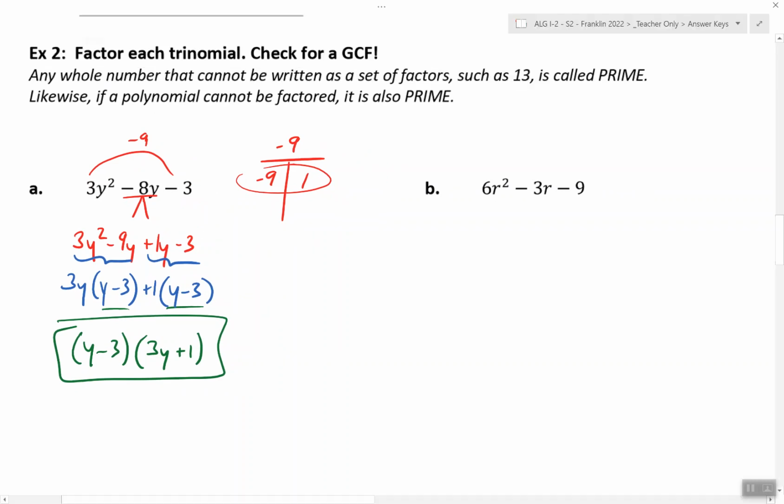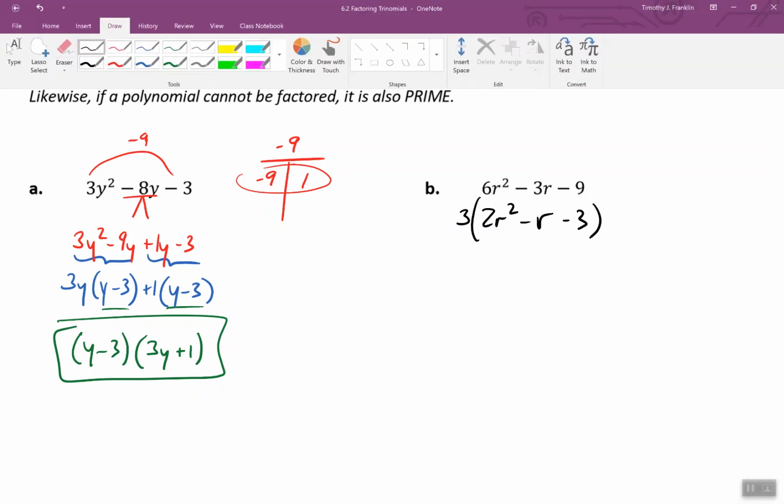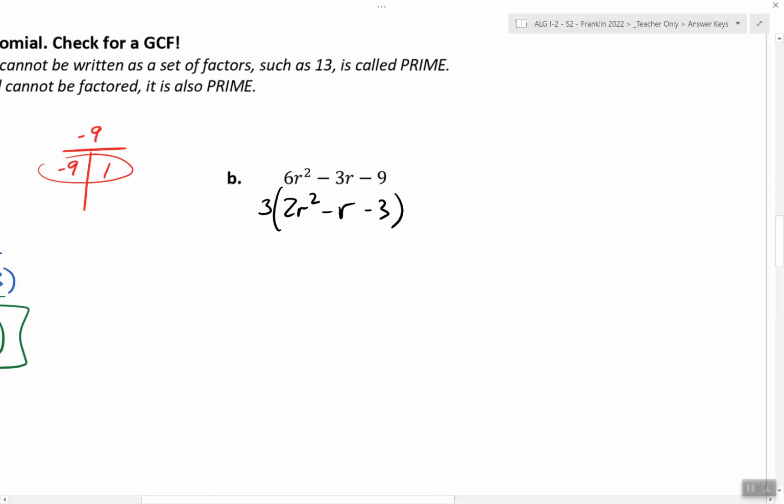Looking at example B here, we can see there is an overall GCF. We'll take it out. It is 3, and that will leave us with 2r squared minus r minus 3, which is going to make things a lot easier. So first we want to multiply a times c. That's 2 times negative 3, so negative 6. And our sum is negative 1.